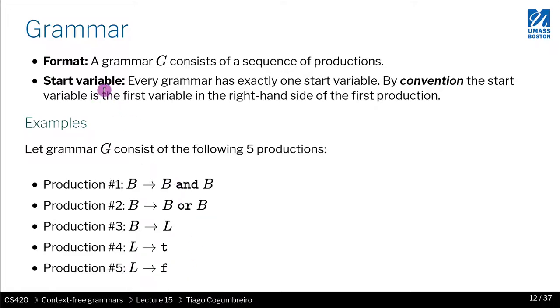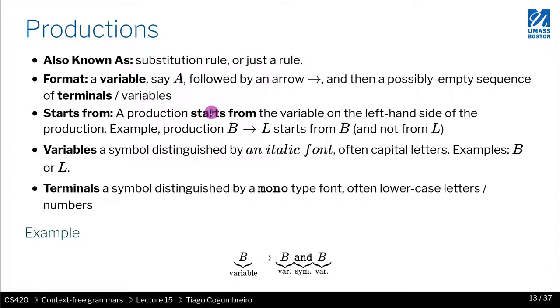As I mentioned before, the start variable has to be given, but if it's not given, it's going to be the first variable, and the variable is always going to be on the left hand side of the arrow. You can only have variables there. So on the left hand side of the first rule, that's going to be your start variable. In this case, production one, it's going to be B. On the right hand side, you have a sequence of either variables or tokens or terminals.